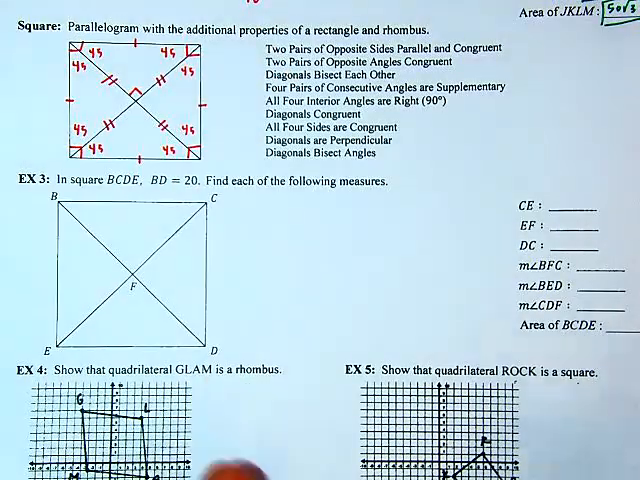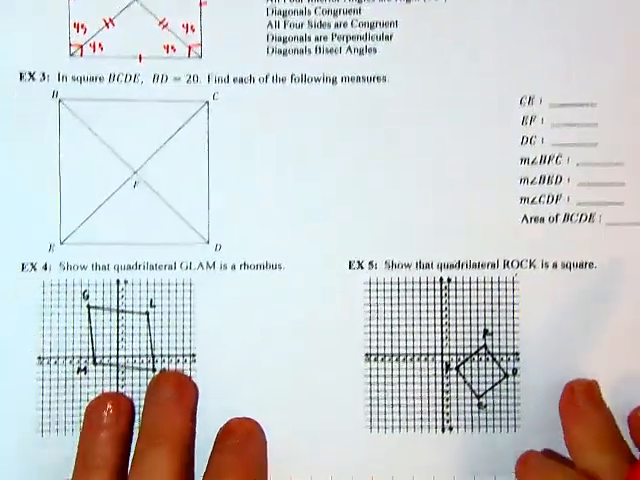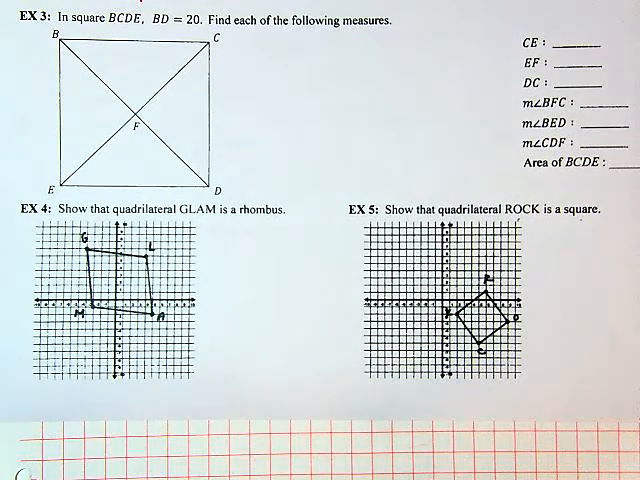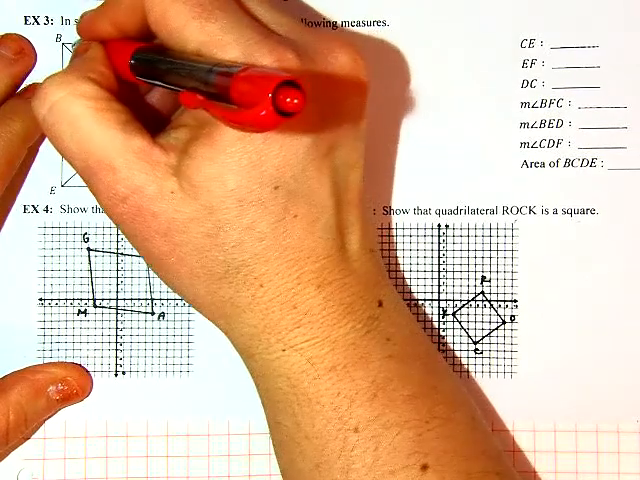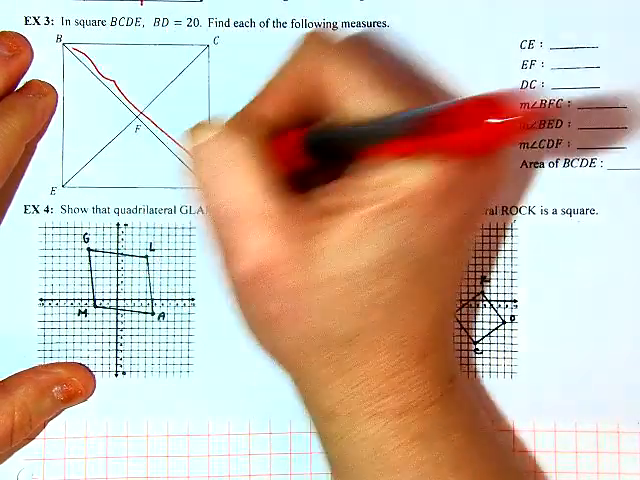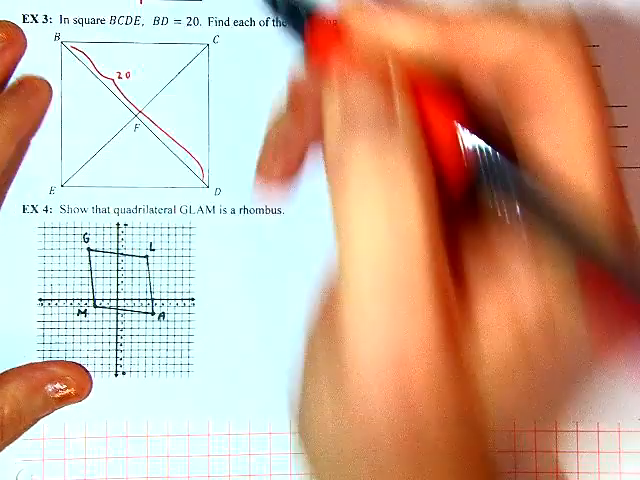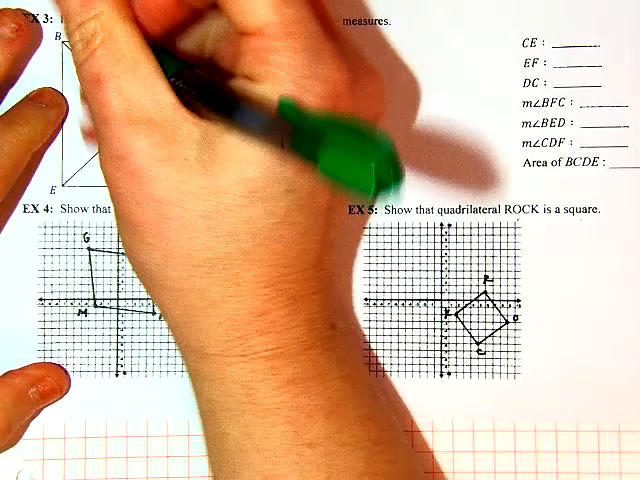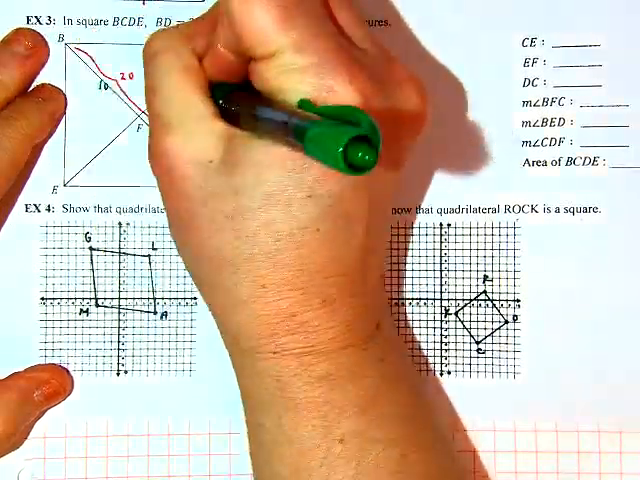Okay, so one more quadrilateral puzzle. We're looking at the square. All I'm giving you here is one measure. I'm telling you that BD is 20. So if I build off of that, there's a couple of things I can do. I know that my diagonals are congruent and they bisect each other, so all of these parts here have to be 10.